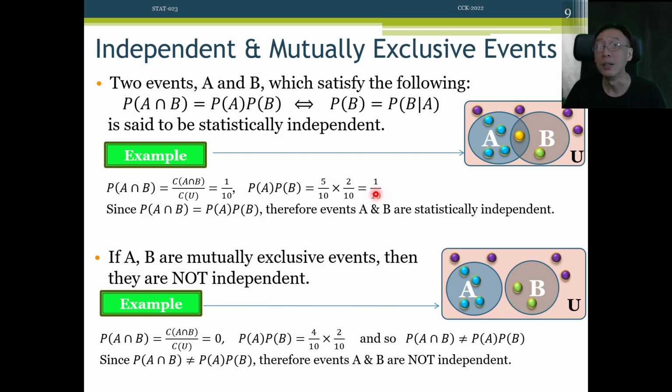Let's check whether P of A intersect B is also 1 out of 10. So P of A intersect B, that's 1 ball out of 10 balls. So by counting, straight away we verify it is 1 out of 10, and they are exactly the same. What can we say? We conclude, therefore, that events A and B are statistically independent. Is that okay?